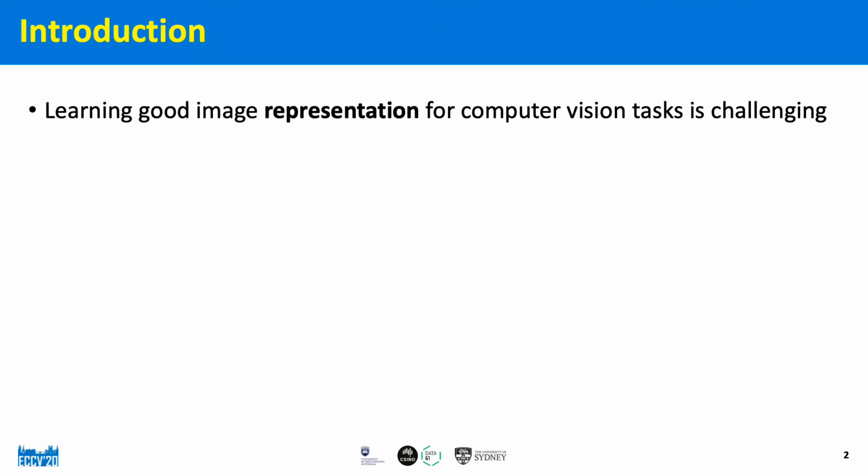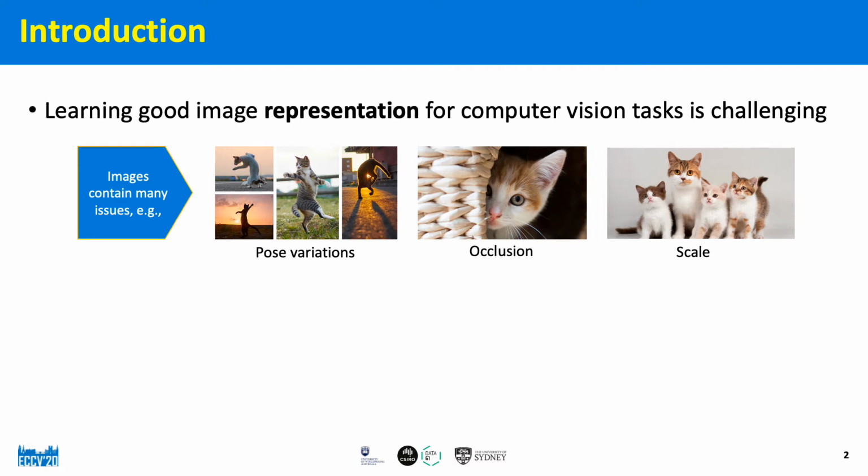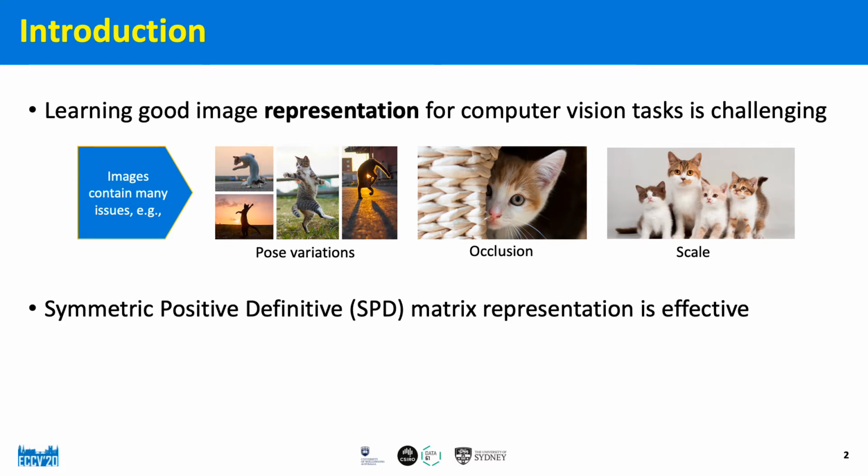Good image representation learning remains a central issue in computer vision. This is primarily due to the variations such as pose, occlusion, and scale in the image data. A significant amount of research has been conducted for learning good image representation, amongst which symmetric positive definite, or SPD, matrix representation has received significant attention.